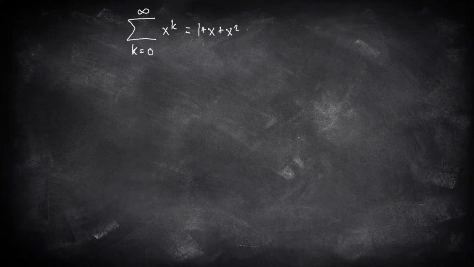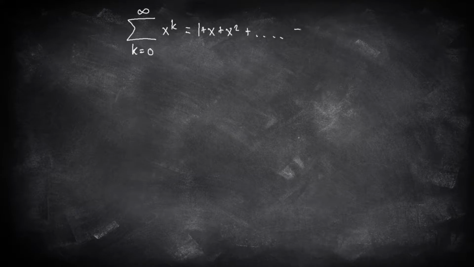Today I'll be covering power series from geometric series. So basically we're going to use the idea from infinite geometric series that we take the summation from k equals 0 to infinity of x to the power k. So we plug in k equals 0, k equals 1, k equals 2. We come out as 1 plus x plus x squared, x cubed, etc.